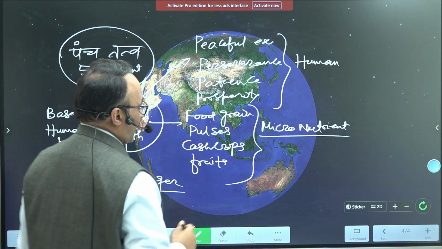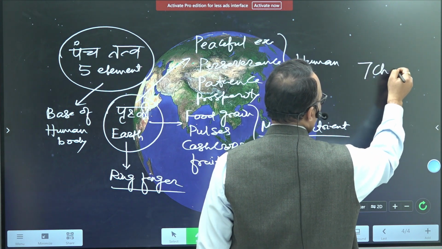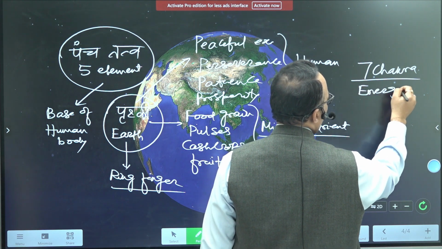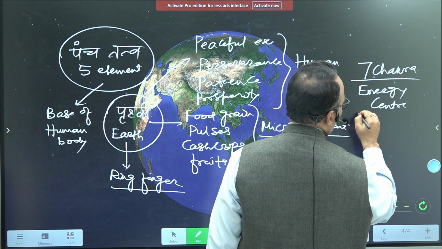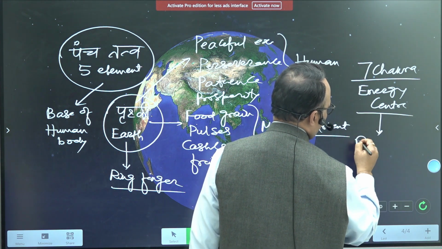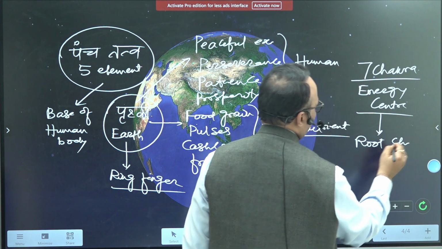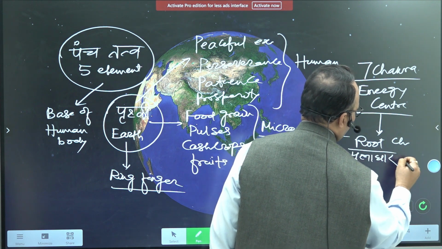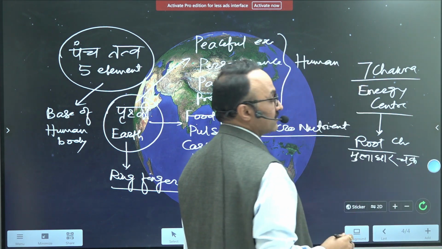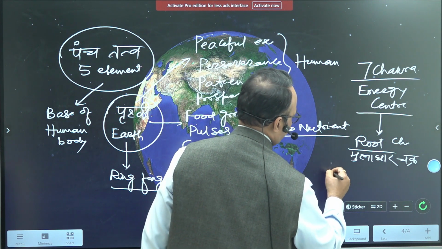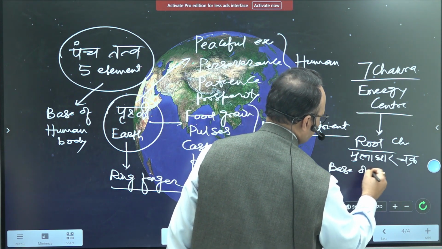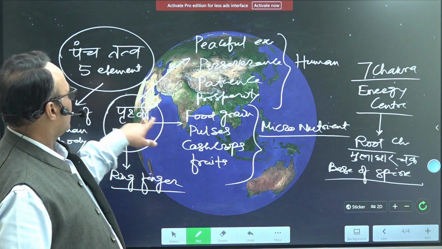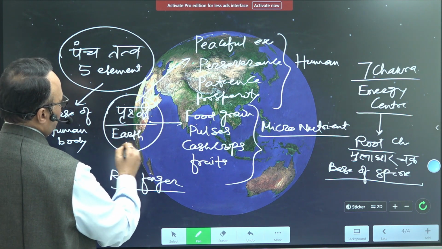Inside the human body, there are 7 chakras, that are also known as energy centers. So the lowermost, that is the root chakra, that is the Mooladhara chakra, lying at the base of the spine, is the center of this Prithvi Tattva, the earth element.